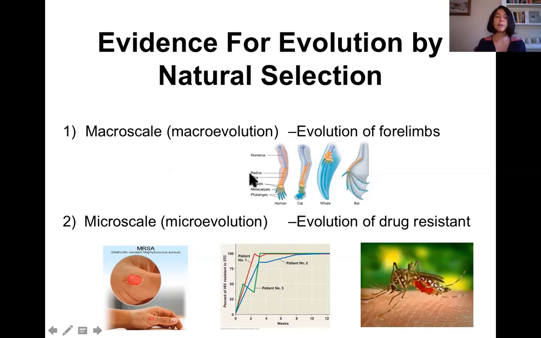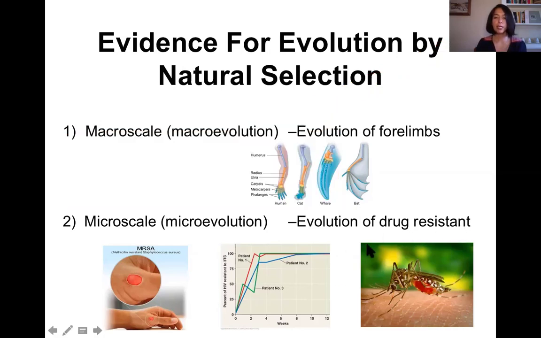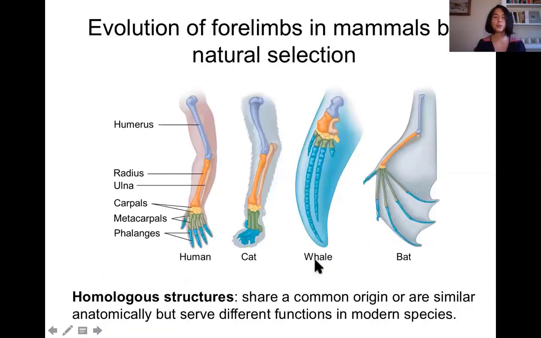The other concept is microevolution. That is at the micro scale level. And we're going to go through a series of examples that are actually very important and relevant for humans. That's the evolution of drug resistance. And we have three different examples.